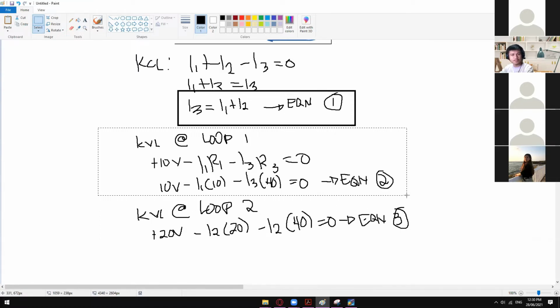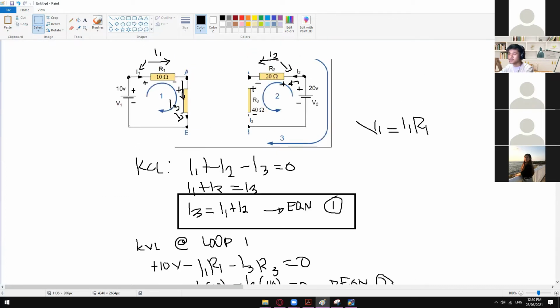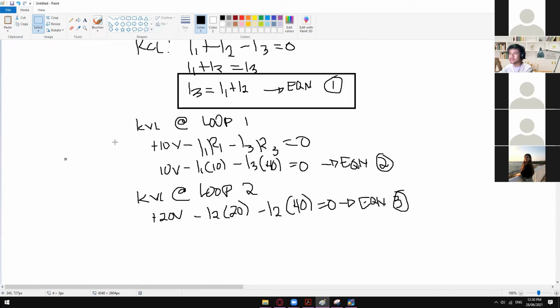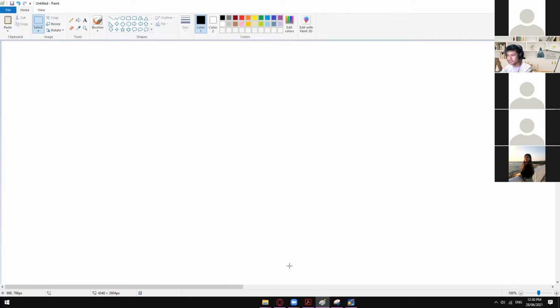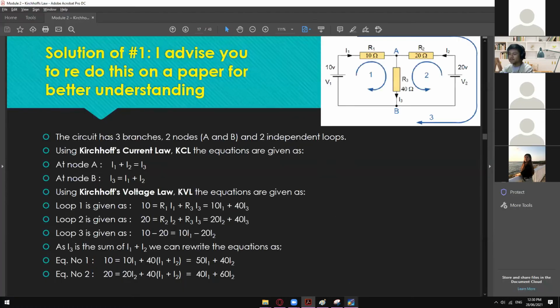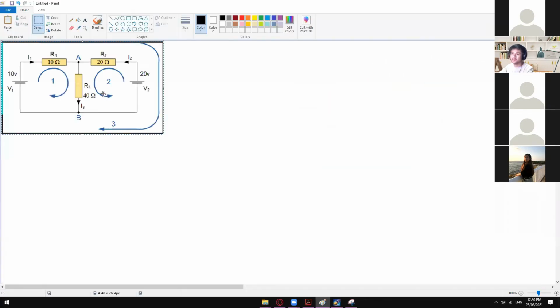Only one. Two. Okay. So, I won't ask about loop 2. I think only Mr. Isagani got that. Anyway, let's start with the equation number 1. Okay, so, let's start from scratch. Let me go through this one again so that you guys will be able to get this one.